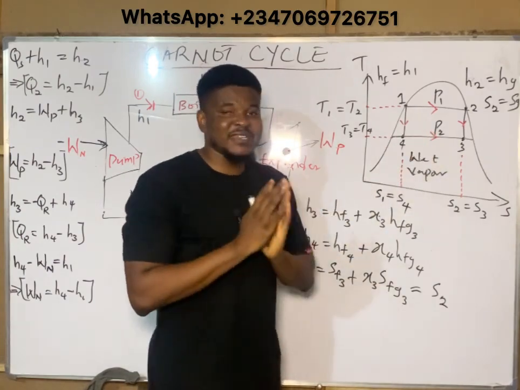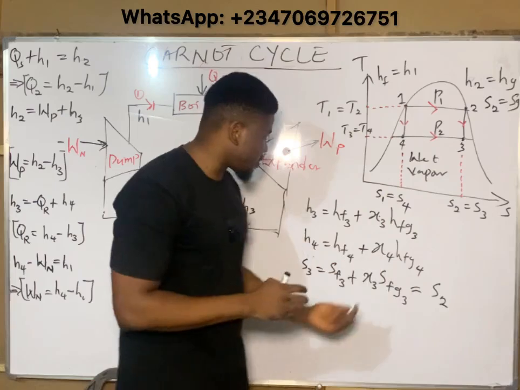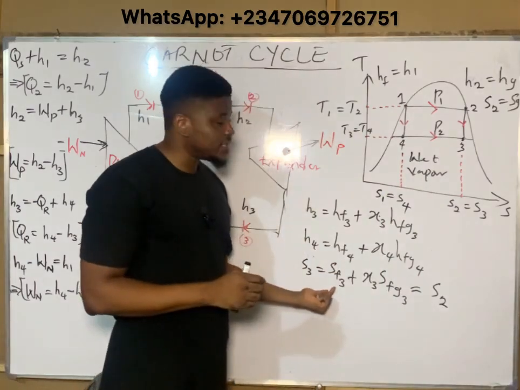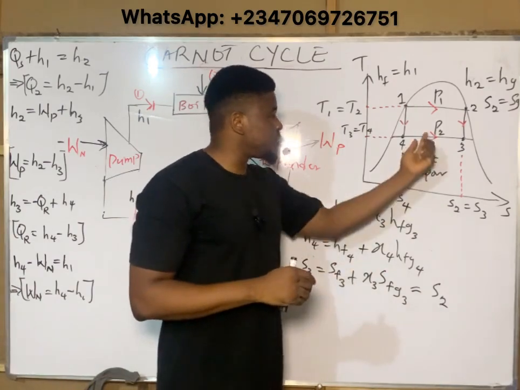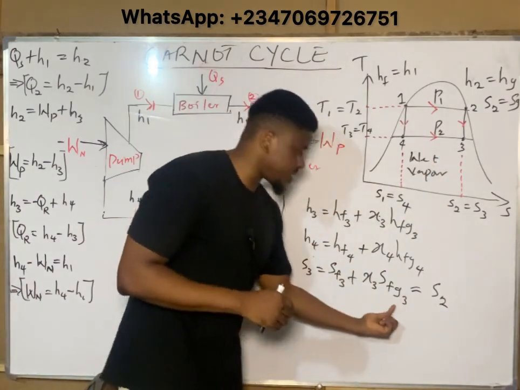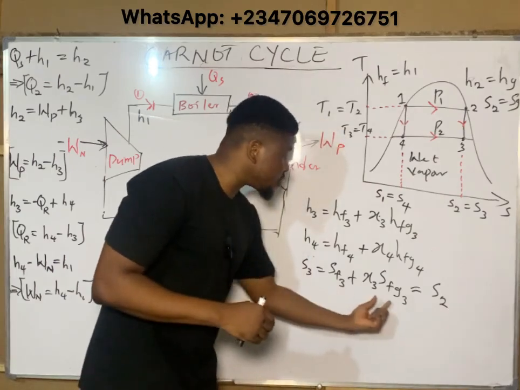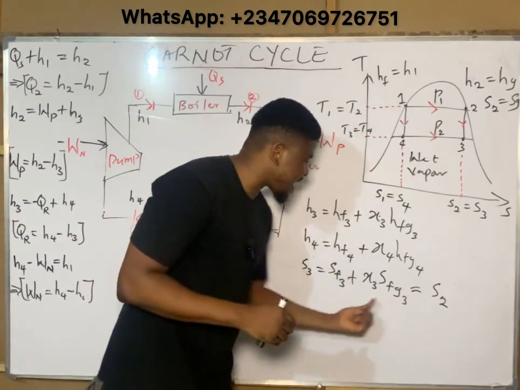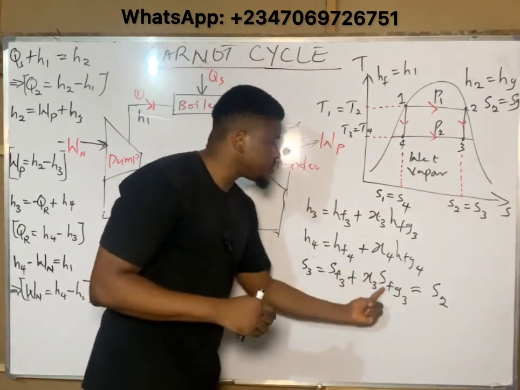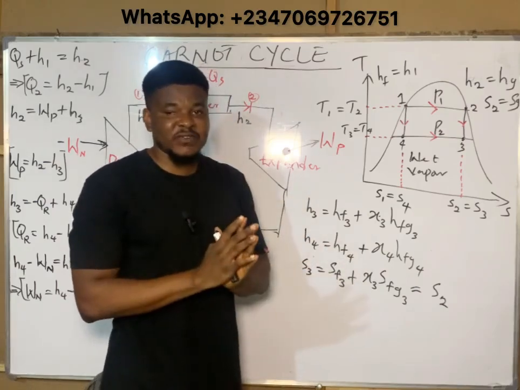The value of SF corresponding to this second pressure becomes my SF3. Similarly, the value of SFG corresponding to this second pressure becomes my SFG3. So these values are known from this pressure, and I already know what S2 is. With this, I can now make X3 subject of the formula and get my dryness fraction.